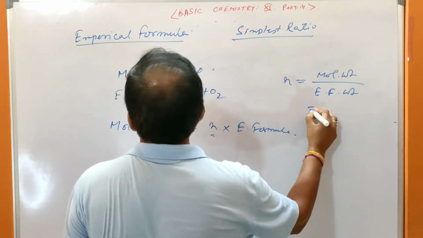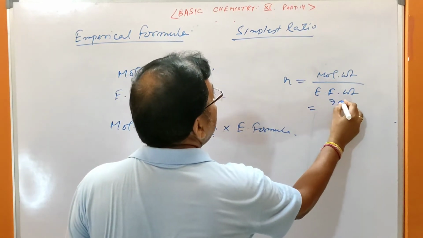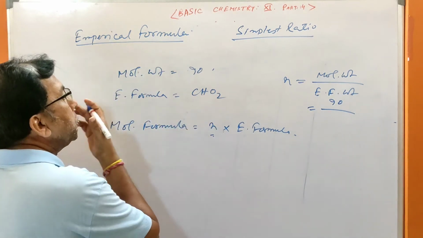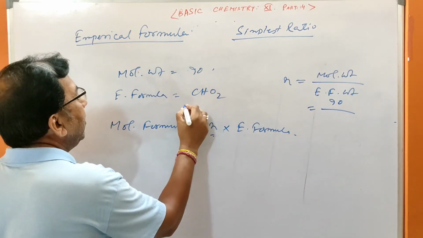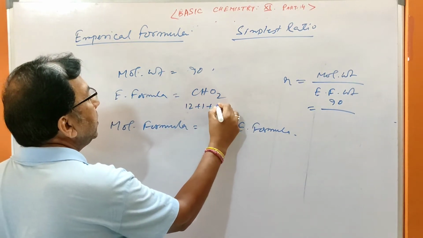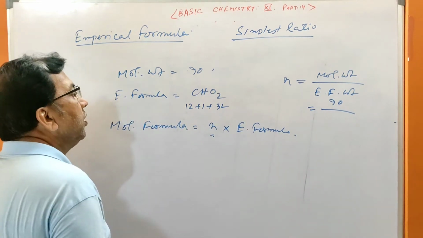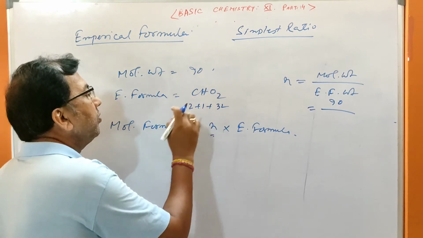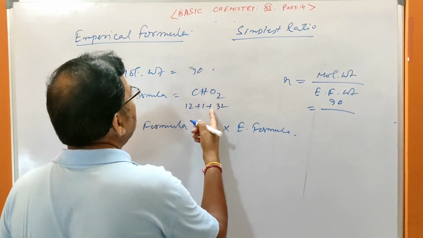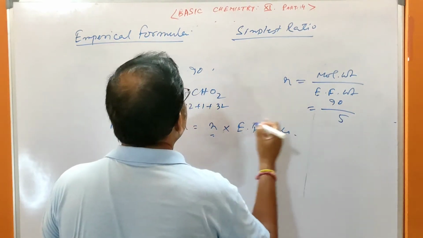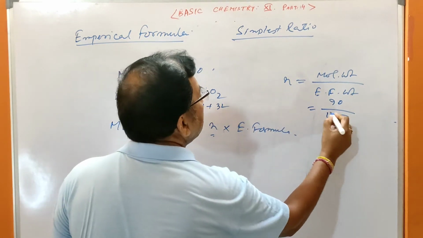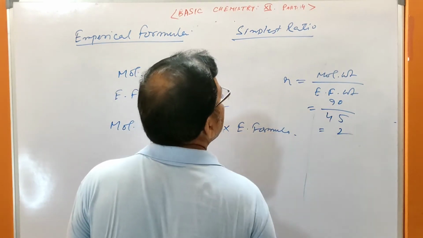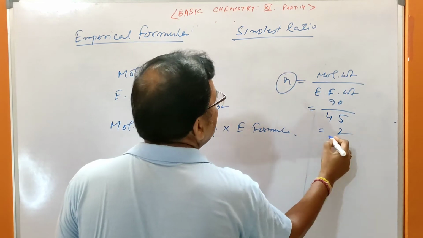What is the molecular weight given? 90. The empirical formula is CH2O2, so what will its weight be? Carbon 12, hydrogen 1, oxygen 16 into 2 is 32. Clear? 12 plus 1 plus 32 is 45. 90 by 45 is 2. That is n, the value of n equals 2.